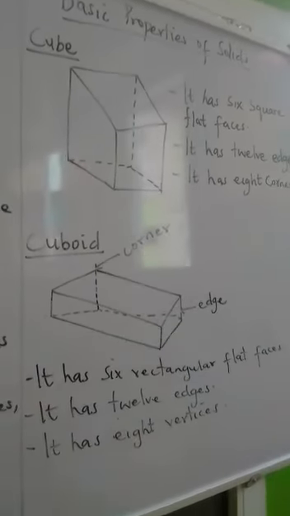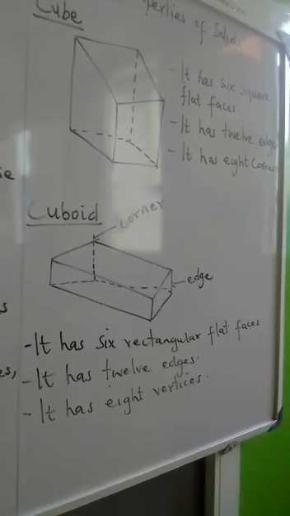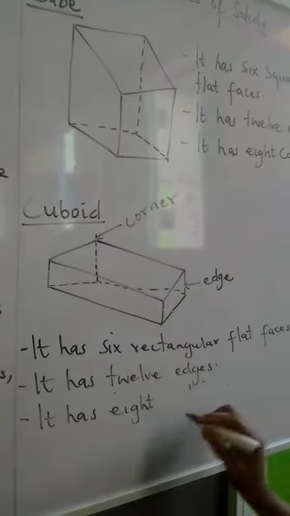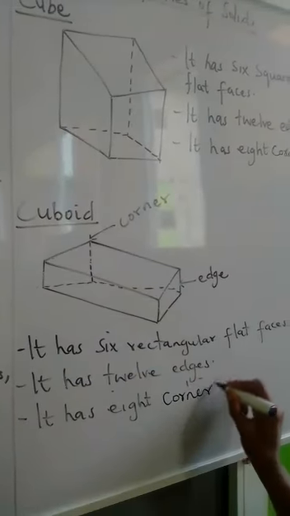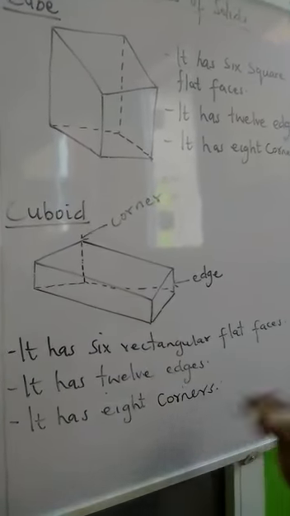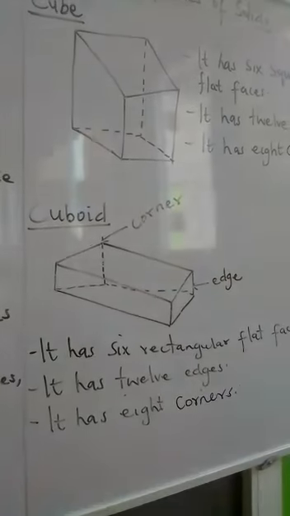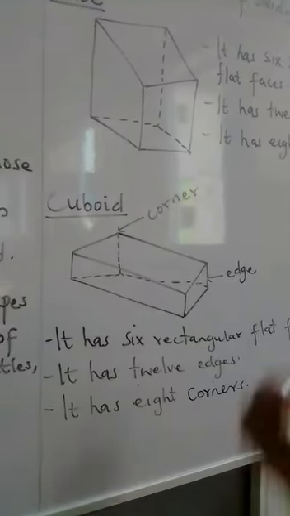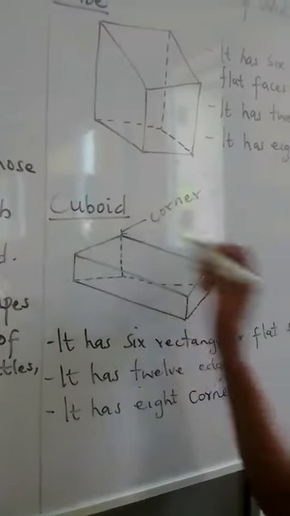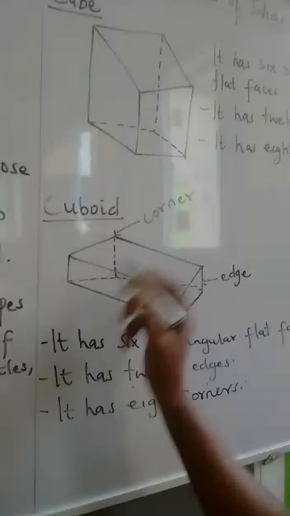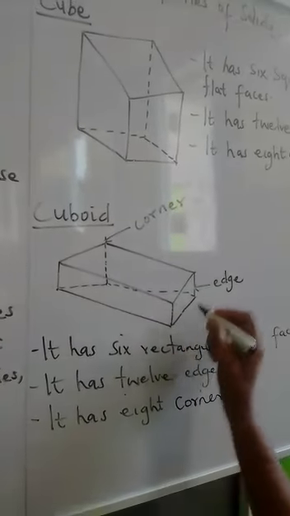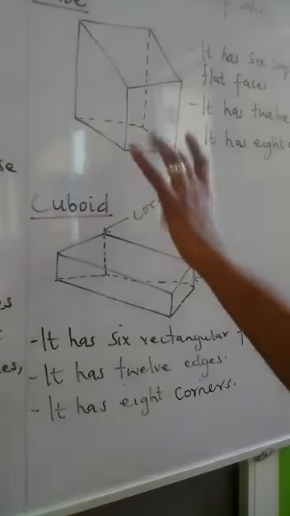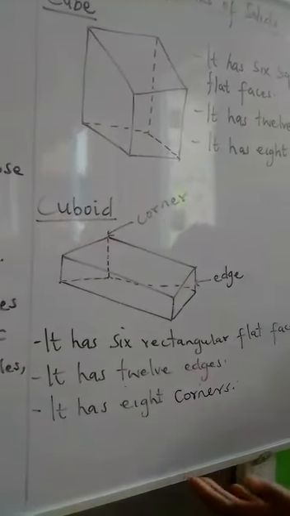A cuboid has 12 edges. And also it has how many corners? 8 corners. It has 8 corners. Okay, let's count the corners. Remember, a corner is where two edges meet. Okay, let's count the corners. We have 1, 2, 3, 4, 5, 6, 7, 8. So it has 8 corners.